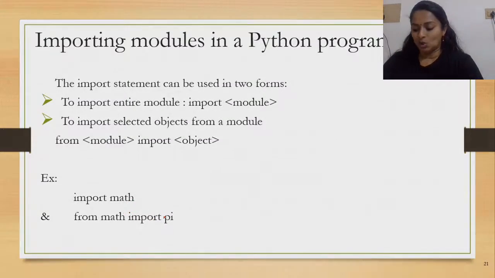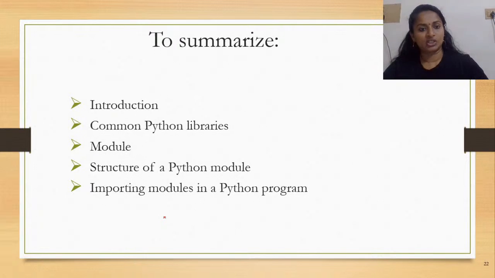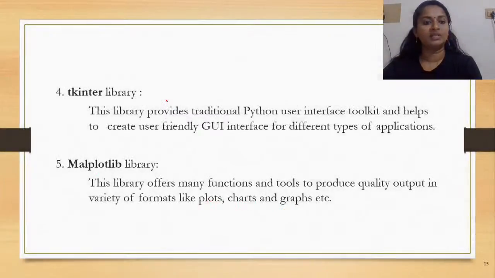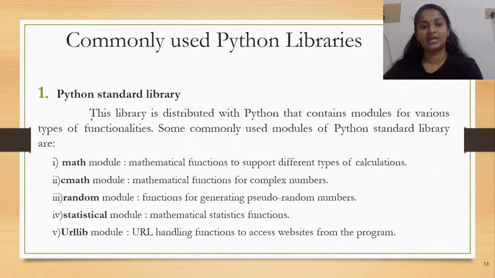So with this, I'm winding up today's session. Today we came across an introduction to our topic: we saw what a module is, then what a library is, and we also saw the common Python libraries. We saw the Python standard library, underneath which we had 5 different modules: math, cmath, random, statistics, and urllib. Now this was for the standard functionalities.